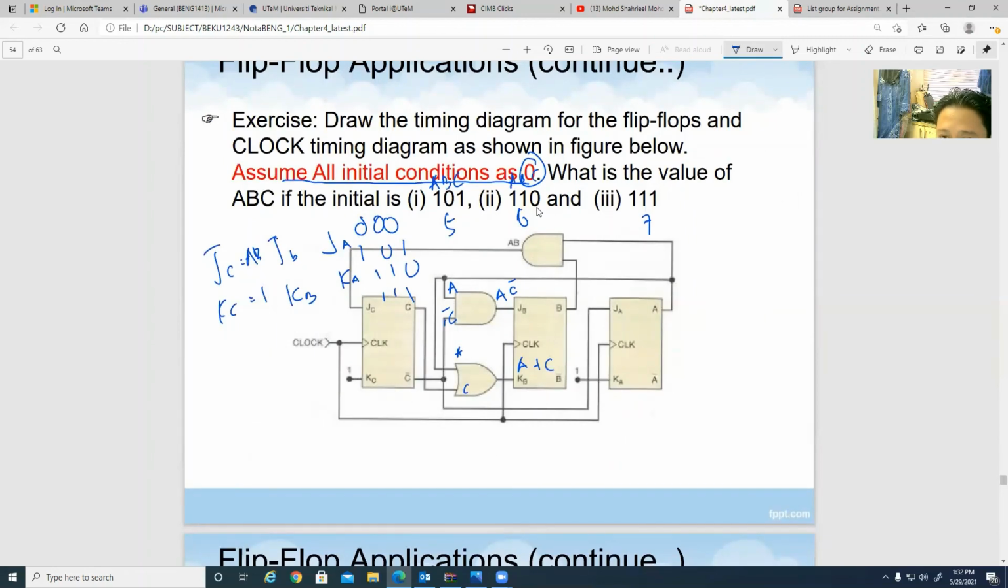Suppose you write it here, this is the least significant bit, and this is the most significant bit. That's why you can get 0, 5, 6, 7, 0, 5, 6, 7, and so on.